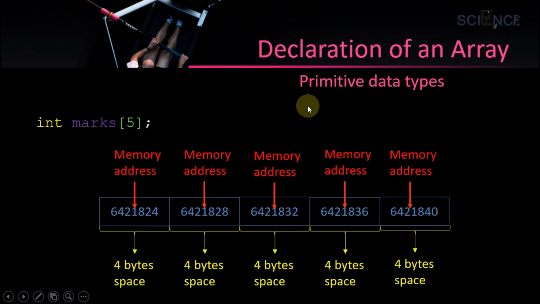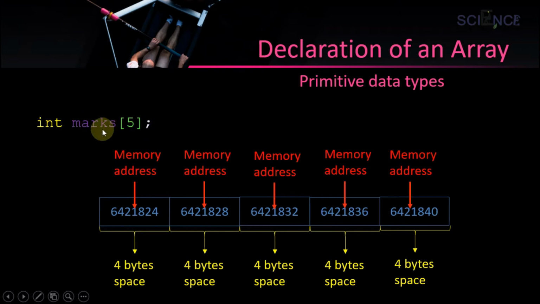I told you that we can declare arrays using primitive data types as well as derived data types, right? So first let's see how we can declare arrays using primitive data types. What are the primitive data types? We know integer, float, double, char are primitive data types, right? So first let's take an example from integer. So I'll create an array.